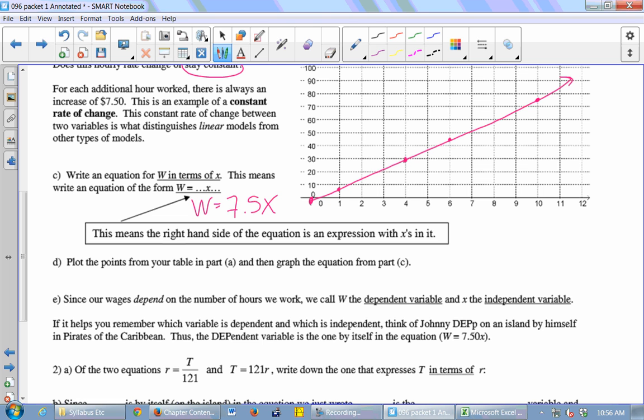Okay, because our wages depend on the number of hours that we work, we call W, which stands for wages, the dependent variable, right? How much your paycheck is going to be for depends on how many hours you worked. So we call X, which is the number of hours you worked, the independent variable.